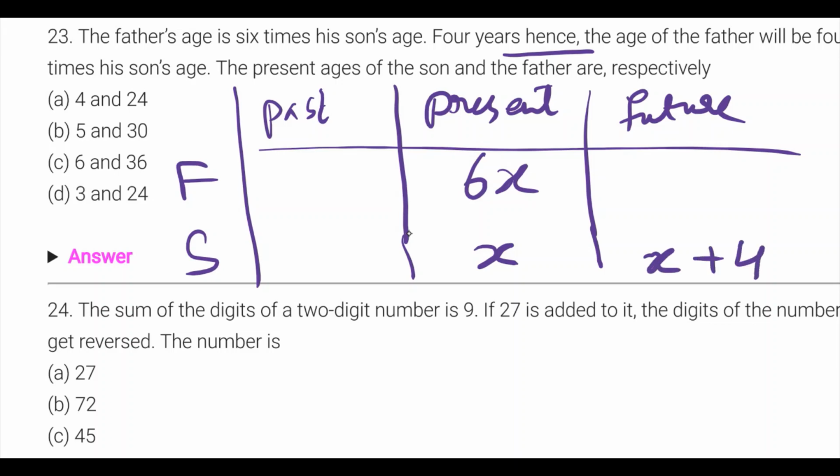So just try to understand and think logically. If your current age is 20 years, let's say, after 4 years it will be 24. So similarly, if the current age of the son is x years, after 4 years it will be x plus 4. So just add 4 to the present age. So do the same thing here, just add 4. So these are our future ages.